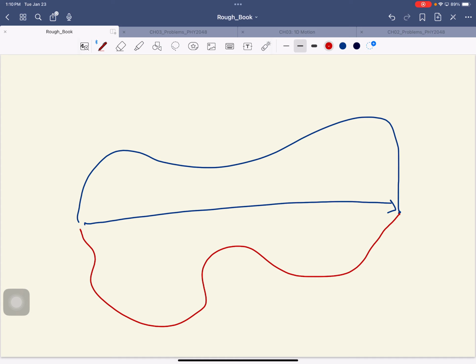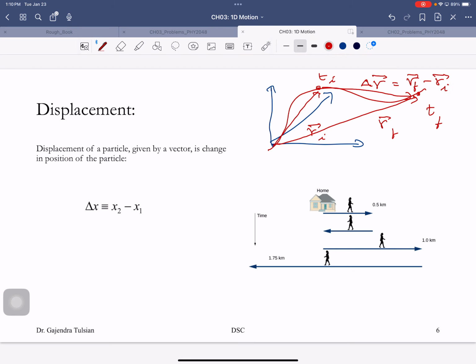So the displacement vector doesn't give you any details of your journey. It's a very gross statement, but it is useful. For instance, you could have gone around the world, starting from here and ending up in New York. It tells you where you ended up, but it doesn't tell you details of your journey.